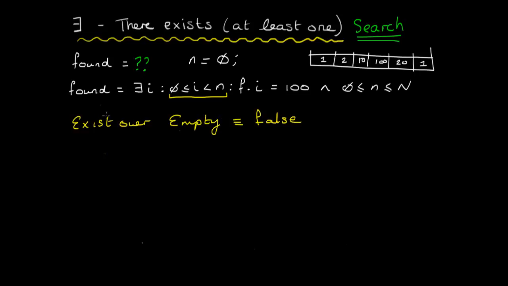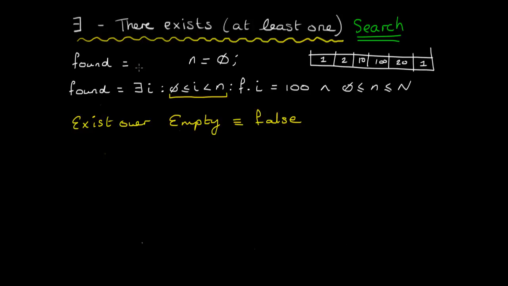Because a good analogy to remember why "exists" over an empty range is false is if you have an empty bag and you're asked to search the empty bag for a value or for some item, it can't exist because the bag is empty. So if you've got an empty range and you're dealing with there exists, then it has to be false. So whatever variable you're using to store the outcome of this result will initially be set equal to false.